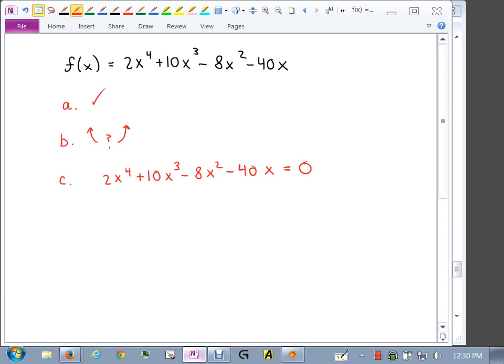X and 2. I can pull a 2x out. I'll be left with x cubed plus 5x squared minus 4x minus 20. Everybody agree with that? Common factor of 2x. Now what's in parentheses there hopefully will factor. So you look at it, you say, what have I learned in the past about factoring?